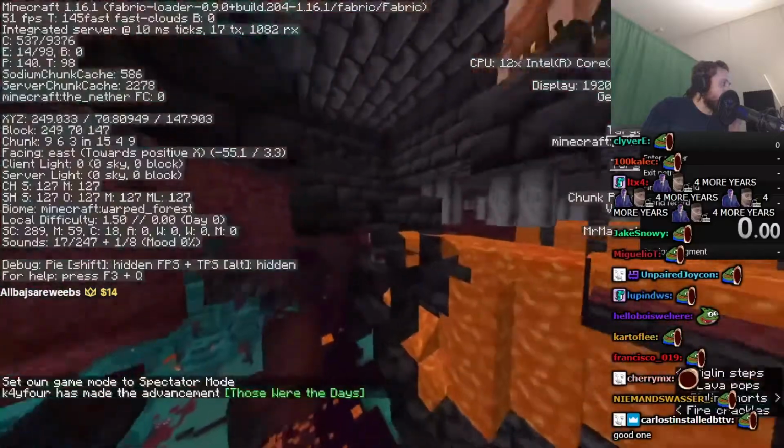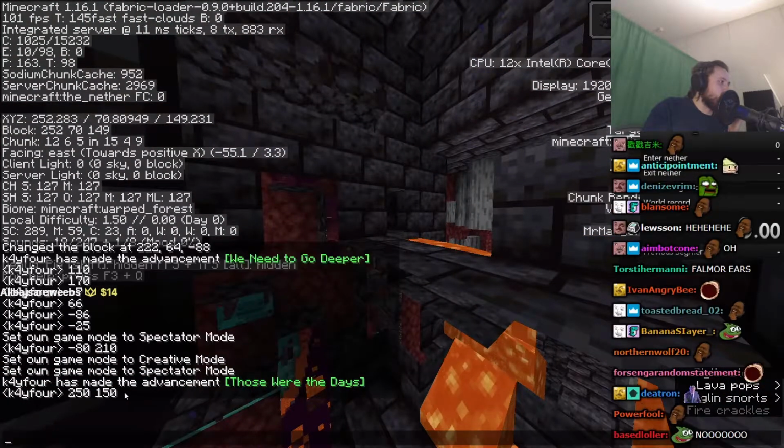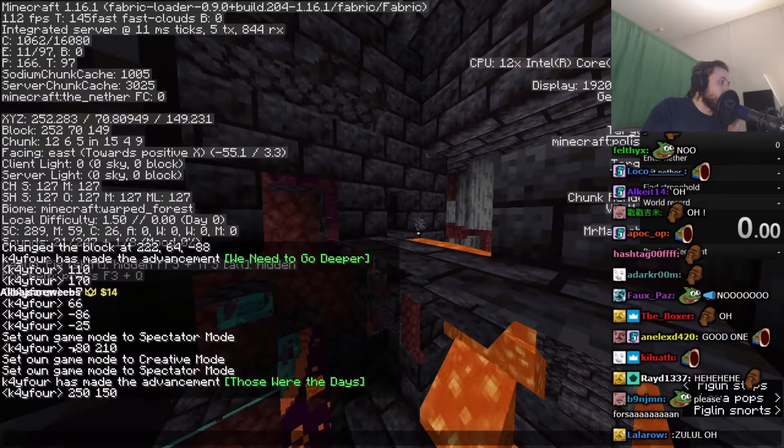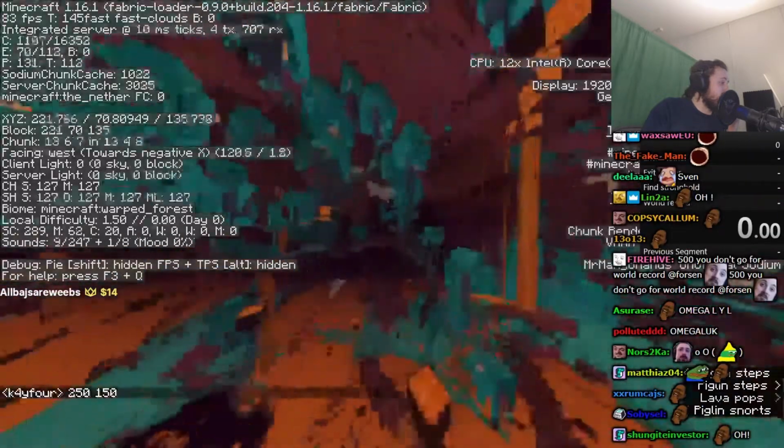So this Bastion is at roughly 250, 150. So clearly a fair bit further away, since it had a smaller angle difference. This Bastion was further away.